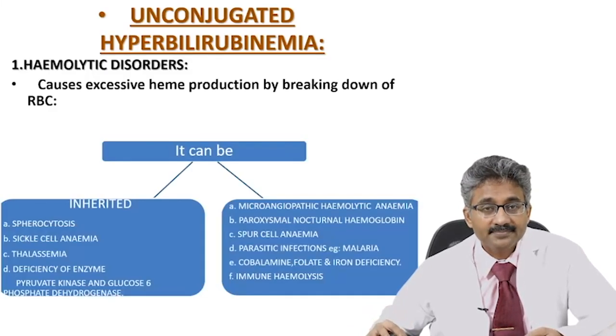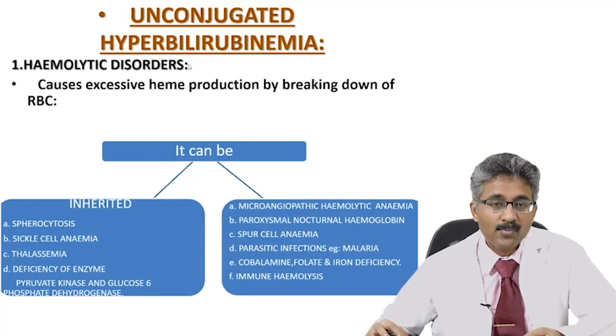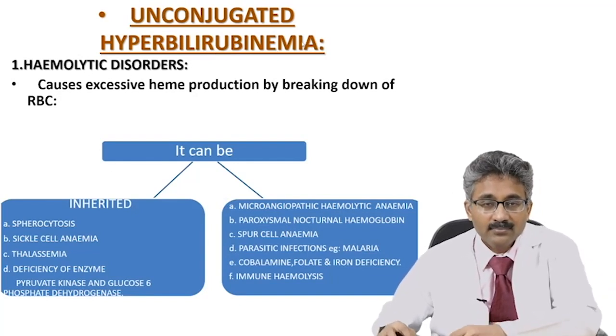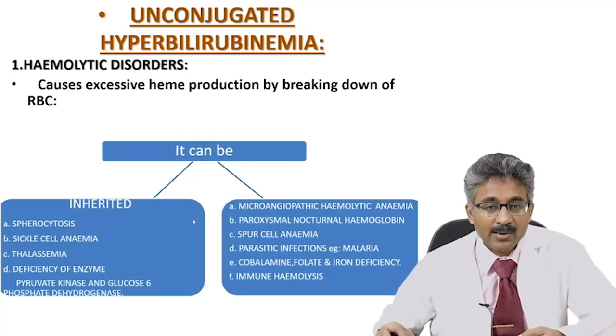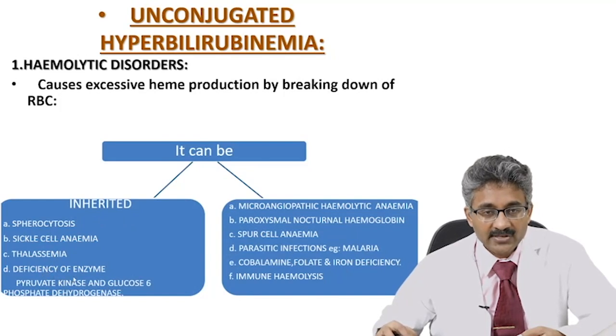Hemolytic disorders. Unconjugated bilirubinemias. All the hemolytic disorders, inherited and acquired. Inherited: spherocytosis, sickle cell anemia, thalassemia, pyruvate kinase enzyme deficiency, G6PD deficiency. Acquired: microangiopathic hemolytic anemia, PNH, spur cell anemia, parasitic infections like malaria, cobalamin deficiencies, immune hemolysis. So, a list of hemolytic disorders.